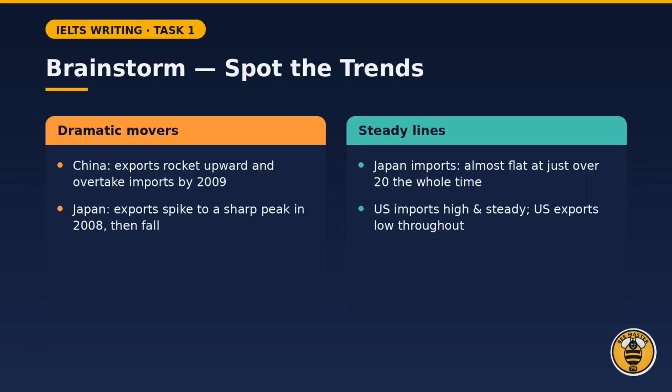Before writing, let's brainstorm. First, the dramatic movements. China's exports rocket upward and overtake its imports by 2009. Japan's exports spike to a sharp peak in 2008, then fall. Now the steady lines. Imports from Japan stay almost flat at just over 20 billion for the whole period. And with the United States, imports are high and stable, while exports stay low throughout.